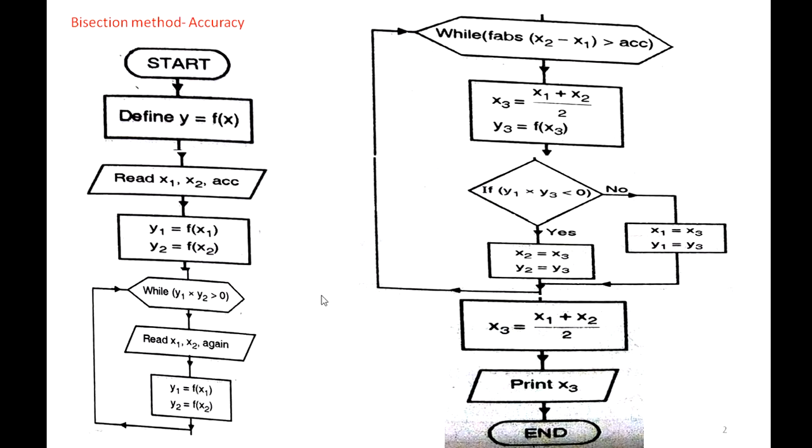So in this case, the flowchart is divided into three portions. First is the input values, then checking convergence, and third one is checking the value of y1 into y3 to replace x2 or x1. Here we decide which value we have to replace by this equation. So this is the procedure to solve the problem by the bisection method with the help of accuracy criteria. Thank you.